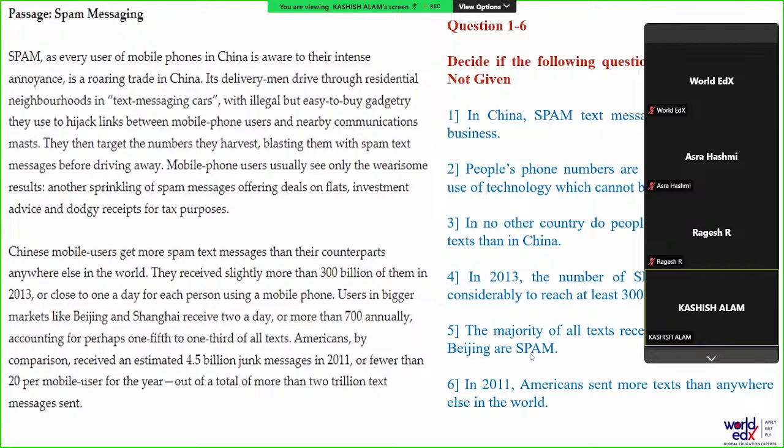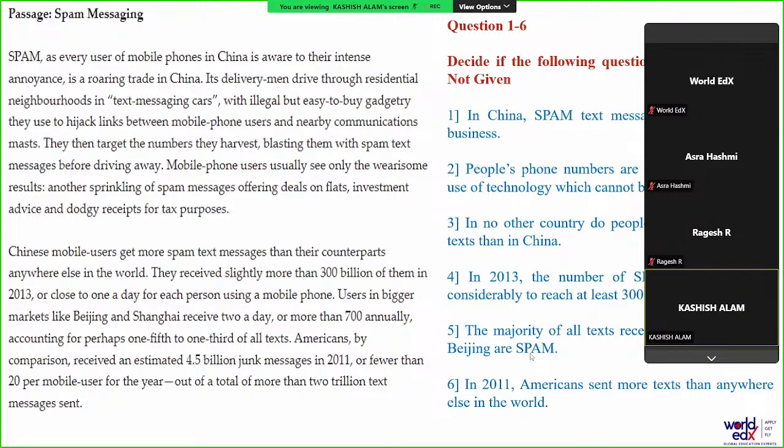"China mobile users get more spam text messages than their counterparts anywhere else in the world." Now, if you look at the way the passage statement has been written and the question has been asked, we can clearly see that the questions are paraphrased. They are not using exactly the same words. They are using synonyms. They have rephrased the statements. But again, what was the concept of paraphrasing? That the meaning of the statements remains unchanged, no matter in what ways you rephrase it.